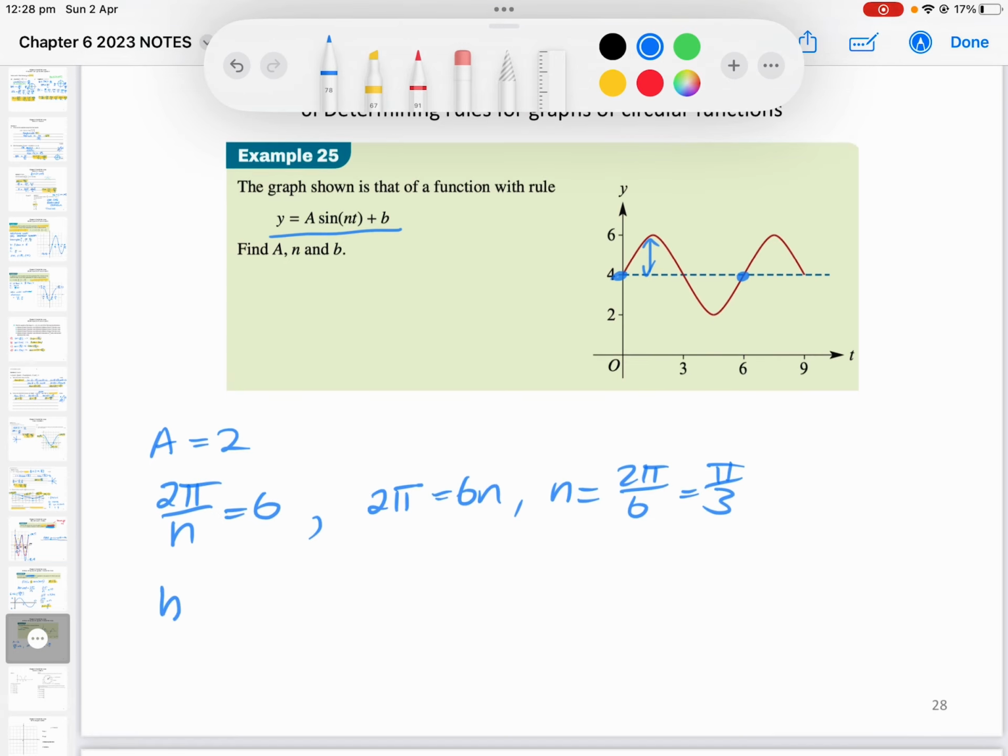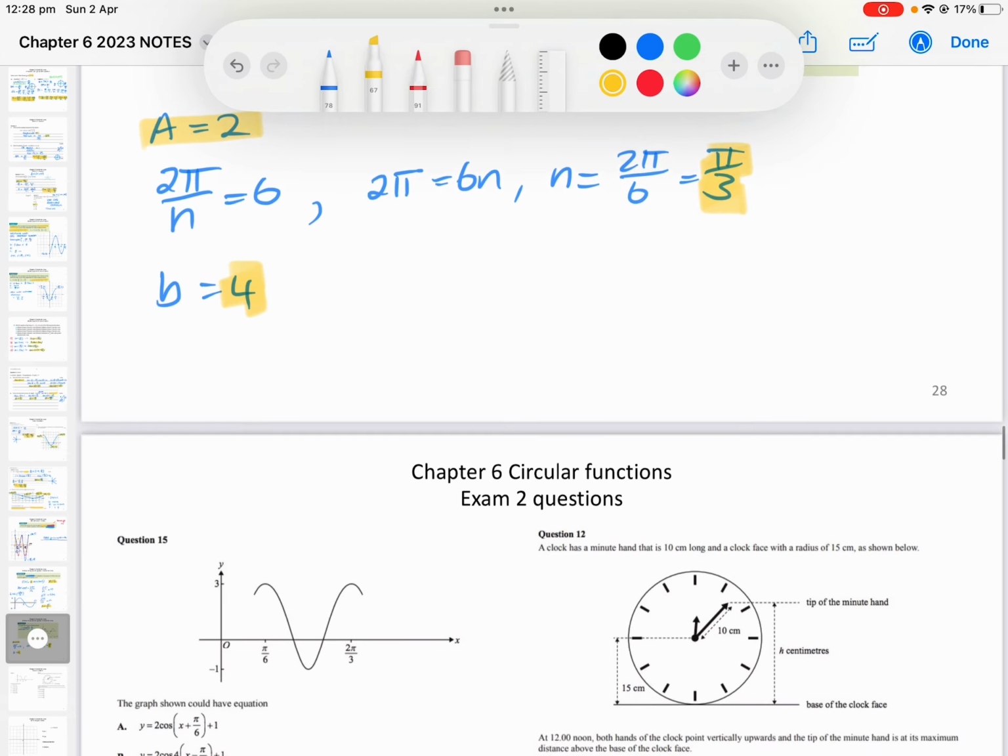And then b, that's a vertical translation. So how much has it been moved up and down? Well, originally, this is a sine graph. It would have been a 0. It's gone up 4. So we've got a equals 2, n equals pi on 3, and b equals 4. So you could go ahead and do 6i now.